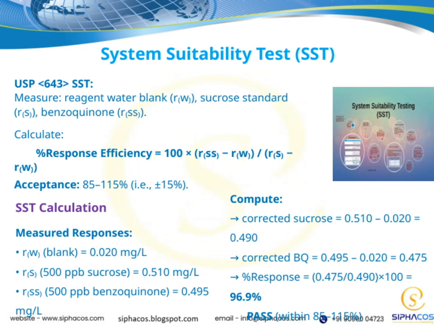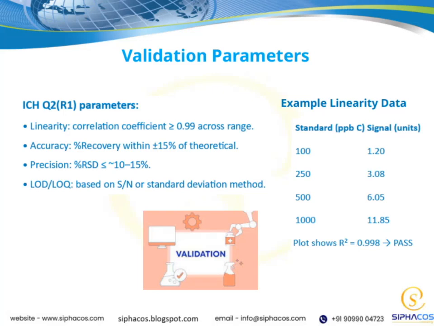Now, let's take a closer look at the example linearity data. Here, we're examining how well our measurement method performs across a range of concentrations. The goal is to ensure that our method provides consistent and proportional results as the analyte levels change.